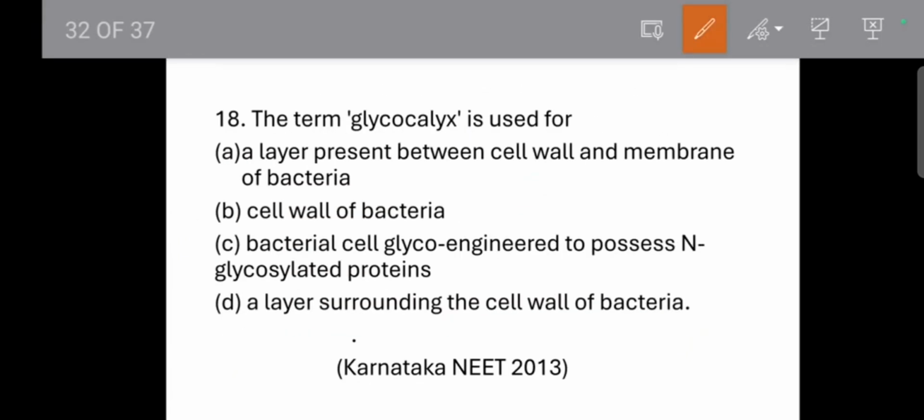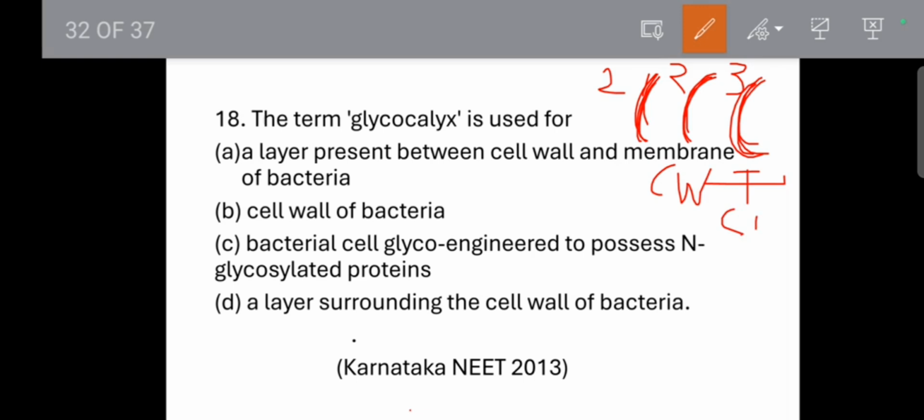Now we see the 18th one. The term glycocalyx is used for what? The glycocalyx is the outermost layer of the bacterial cell. The first layer is the glycocalyx, the second layer is the cell wall, and the third layer of the bacterial cell is the cell membrane. So this is the cell wall, this is the cell membrane, and this is called the glycocalyx. A layer present between the cell wall and the membrane of bacteria?